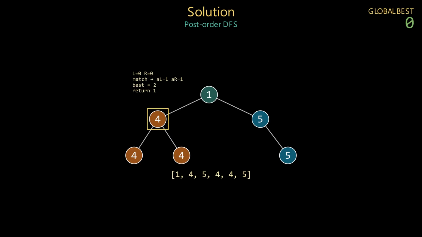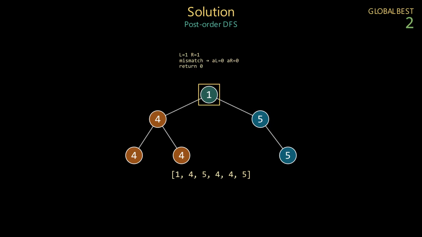At the upper 4 in the left column, both children match 4, so each arm becomes 1. The through path at this hub uses 2 edges, so best becomes 2. Next is the leaf 5 under the right 5. Again zeros on both sides, return 0. At the right child 5 of the root, only the left child matches, so one arm is 1 and the other is 0. Best stays 2, and we return 1 upward.